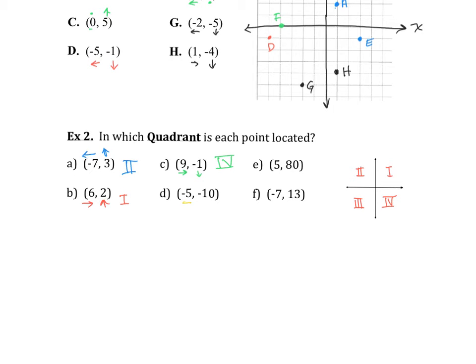Okay, let's see this one. Left and down. And sometimes just knowing left and down is enough. Left 5, down 10, quadrant 3. Let's try right 5, up 80. Right 5, up 80 is really high, but it's still quadrant 1. Okay, the last one is left and up. If I go left and up, I end up in quadrant 2. So just make sure you read directions on the problems. If it just asks what quadrant, then your answer is going to be 1, 2, 3, or 4.